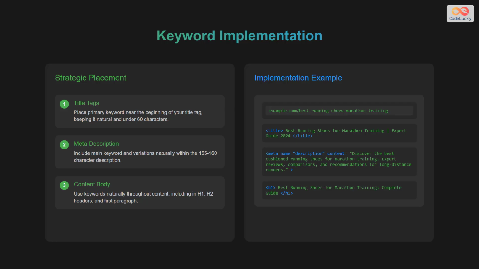Keywords should be implemented strategically. Place your primary keyword near the beginning of your title tag, keeping it natural and under 60 characters. Include your main keyword and variations naturally within the 155 to 160 character description in the meta description. Use keywords naturally throughout content, including in heading 1, heading 2 headers, and the first paragraph.